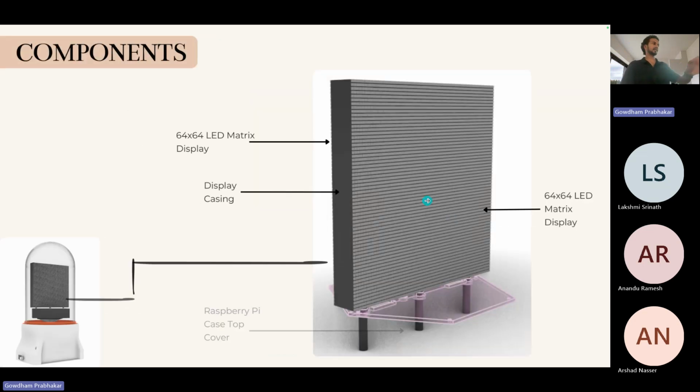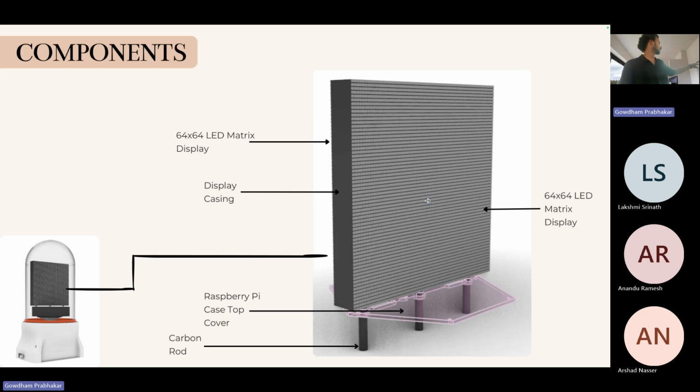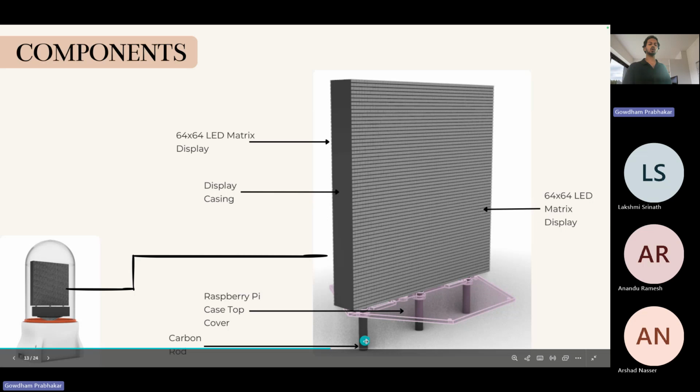And this is the display area. There is a base to which two displays are connected alternately, and there is a rod, a carbon rod, and the Raspberry Pi top cover.